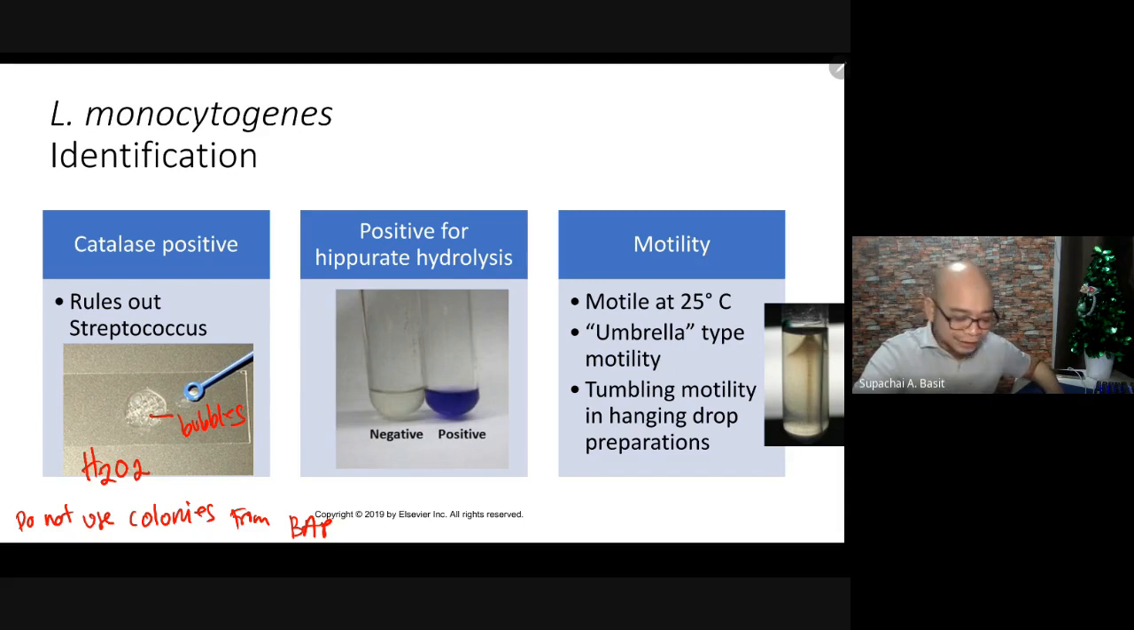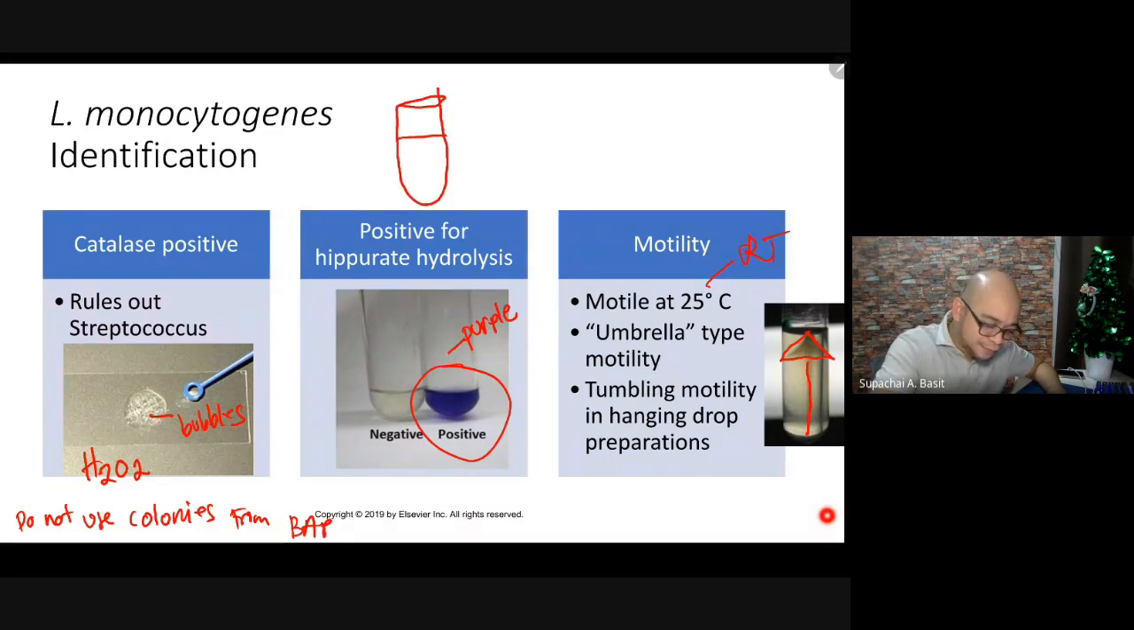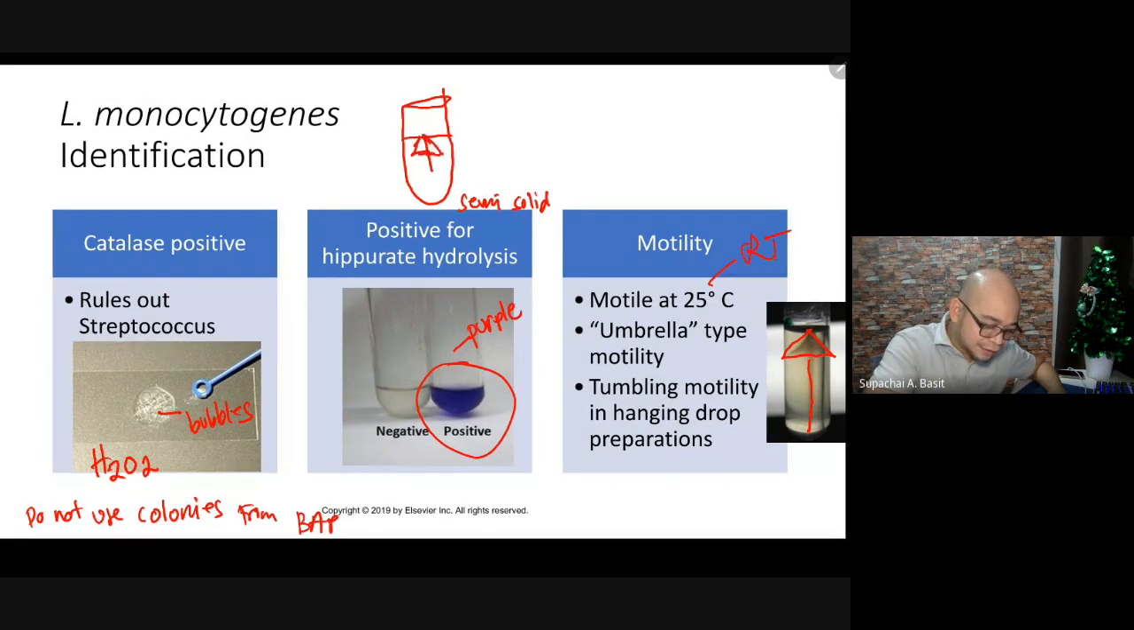And esculin hydrolysis is characterized by a purple color. So that is another reaction for Listeria monocytogenes. And then motility at room temperature, there would be the umbrella type motility. So this is the umbrella type motility. So how do we test it? Usually we have a semi-solid medium. We use an inoculating needle and we stab halfway. After 24 hours, you would notice that the growth would be like this. So this is the umbrella motility.